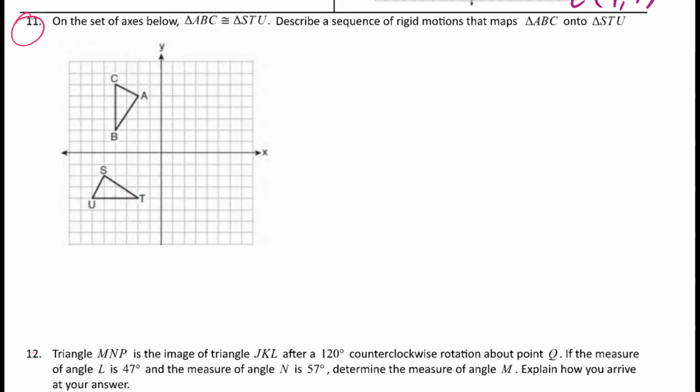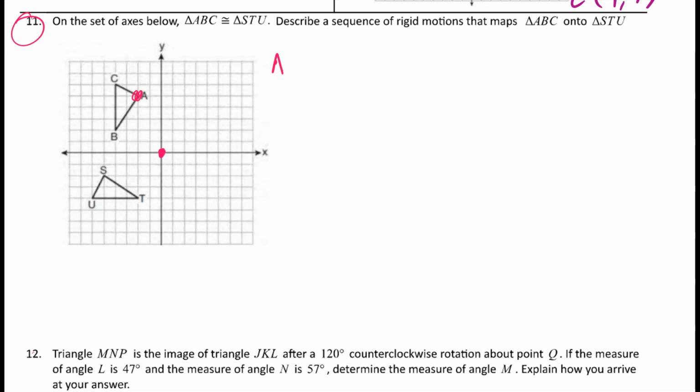Number 11. On the set of axes below, triangle ABC is congruent to triangle STU. Describe a sequence of rigid motions that maps triangle ABC onto triangle STU. Now, this looks like I'm going to have to rotate at some point. And believe it or not, if you just rotate this around the origin 90 degrees counterclockwise, that's all you need to do here.